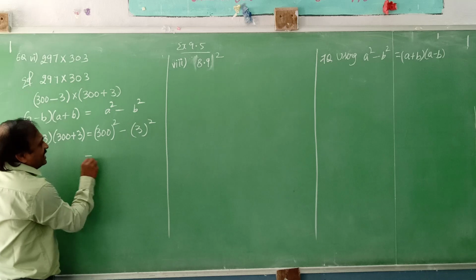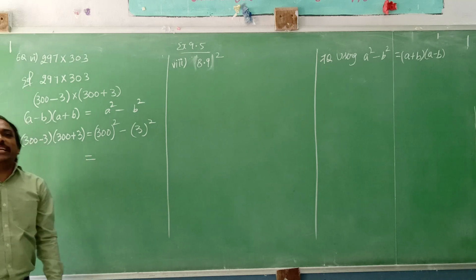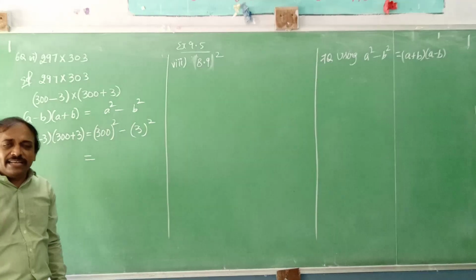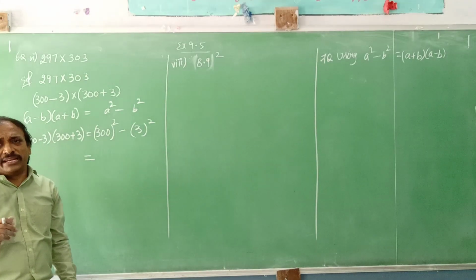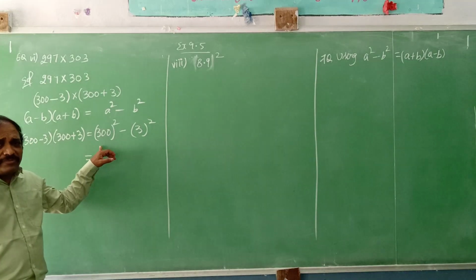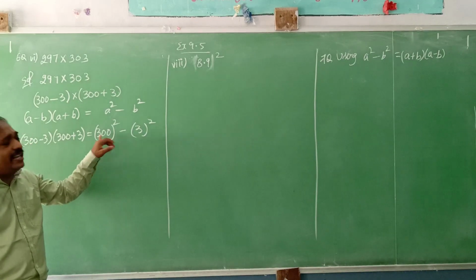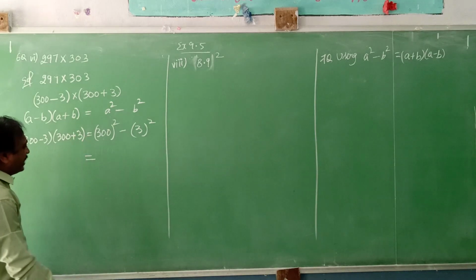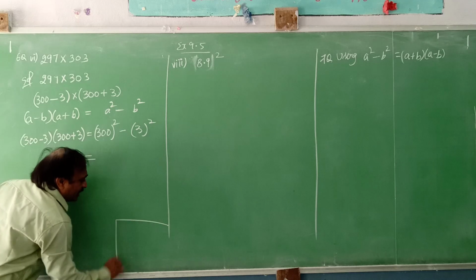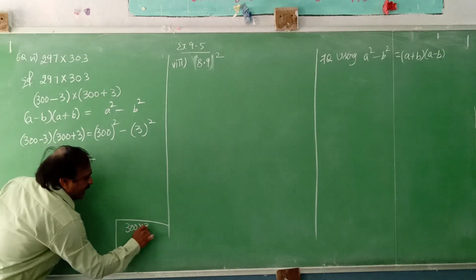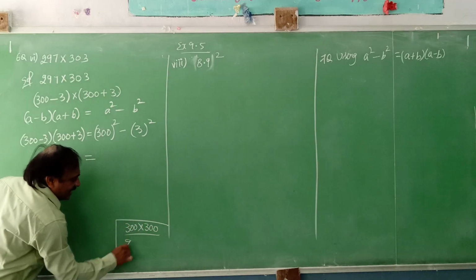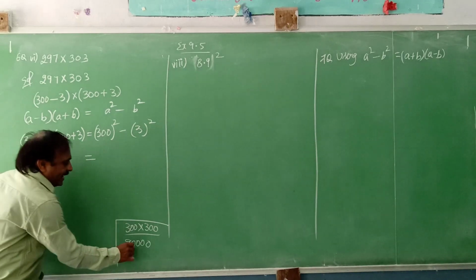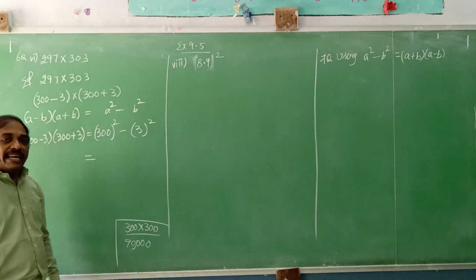So this can be written as 300 whole square, meaning 300 into 300, minus 3 into 3, which is 9. Are you following? For 300 into 300, 3 3s are 9 and 4 zeros will be added. So what is the answer you have? 90,000.